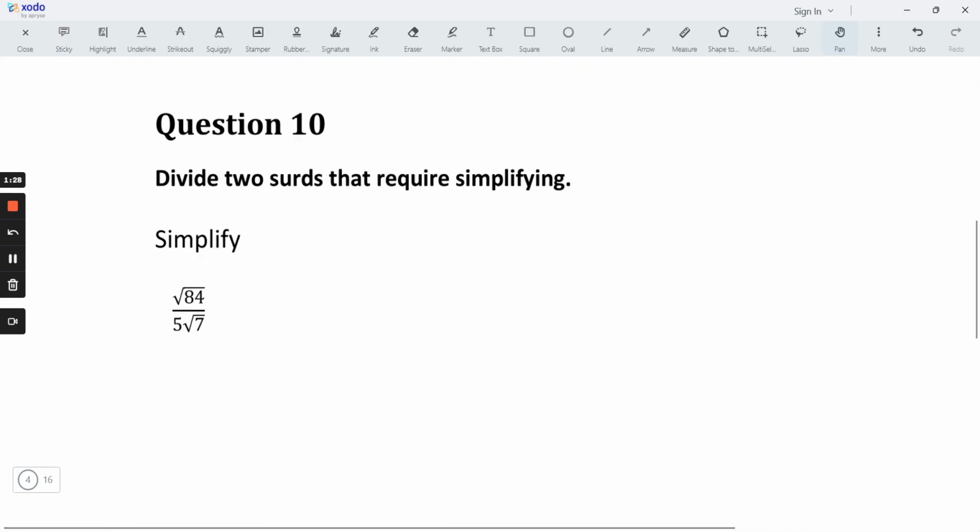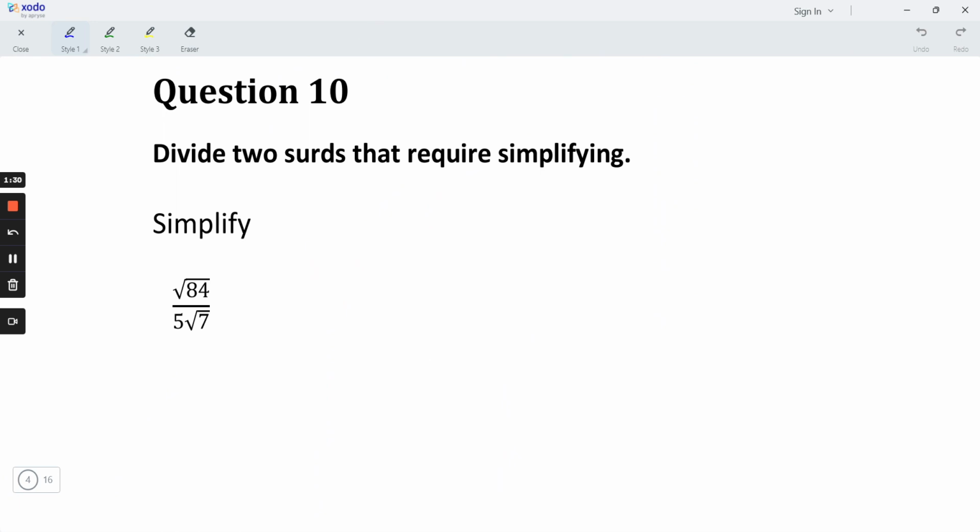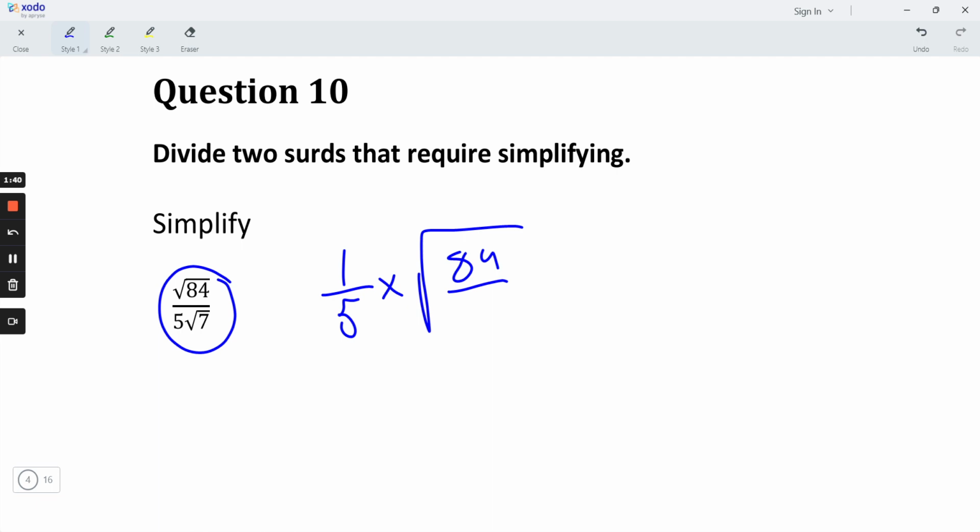Now question 10, also the same, simplifying surds. Here we could rewrite it as 1 over 5 times the square root, in case you have a highest common factor between the bottom and the top. Dividing by 7, we will have 1 over 5 times the square root of 8 dividing by 7 is 1, and 1 down with 14, 12.